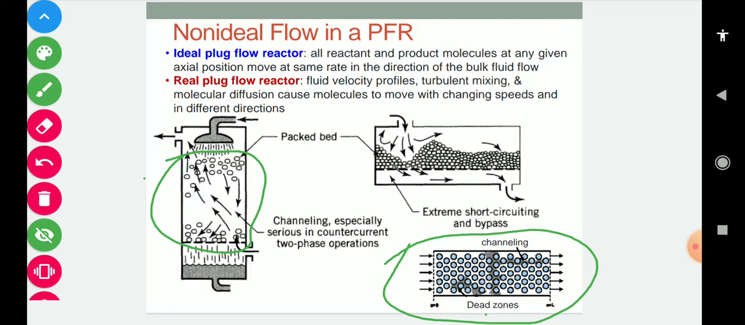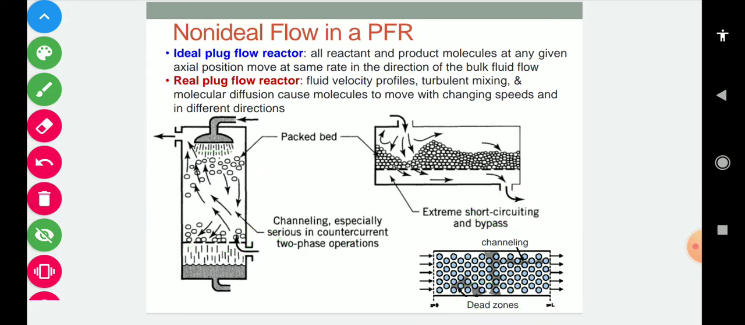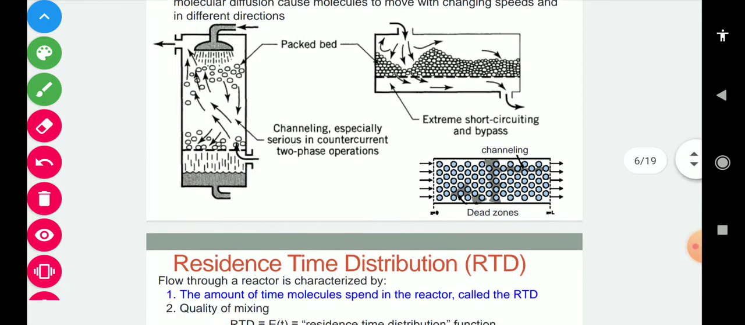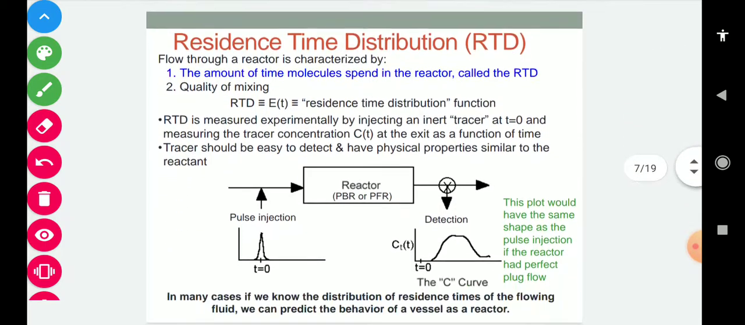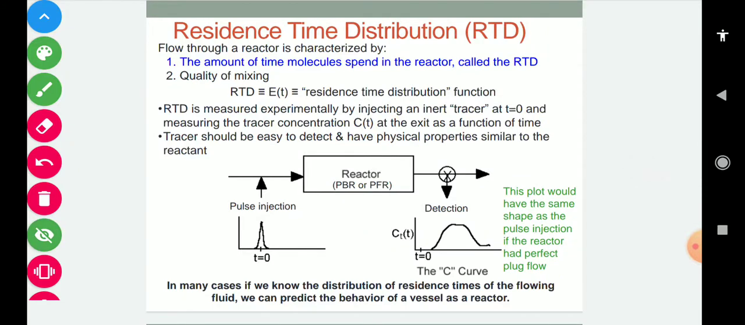So due to the presence of channeling, short circuiting and dead zones, different molecules spend different amounts of time, and we get residence time distribution. But for an ideal PFR, all molecules should spend an equal amount of time and there should not be intermixing. To account for that, we use residence time distribution. So what is residence time distribution? The amount of time molecules spend in the reactor is called residence time distribution, or we simply call it RTD.